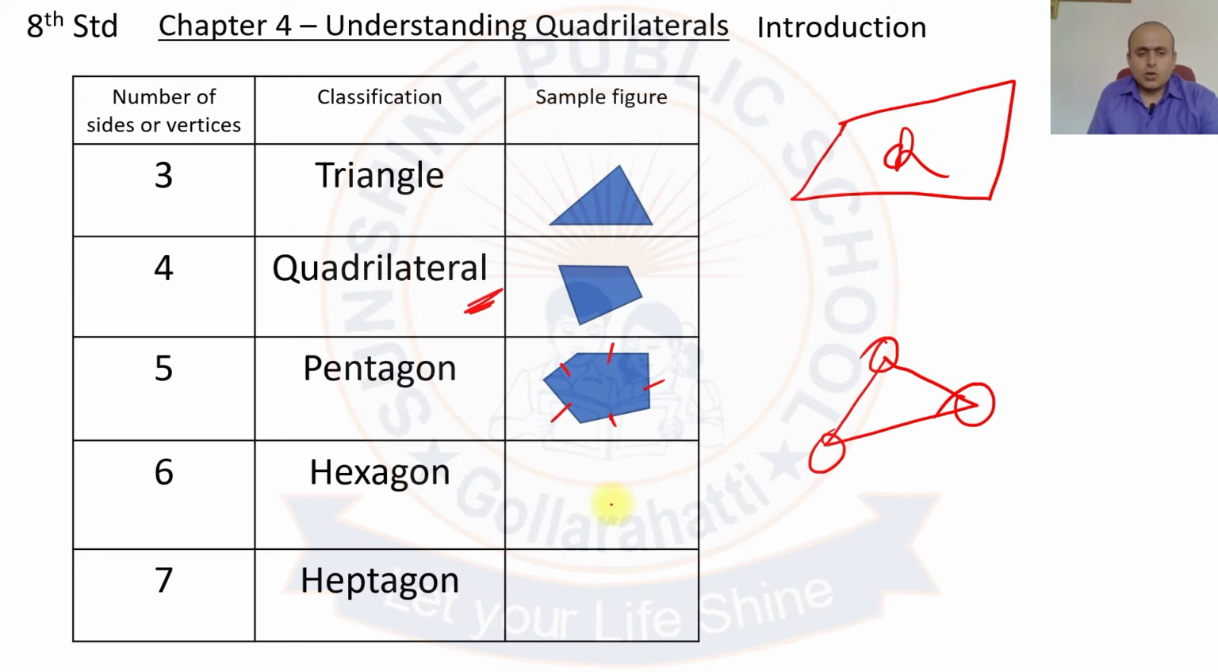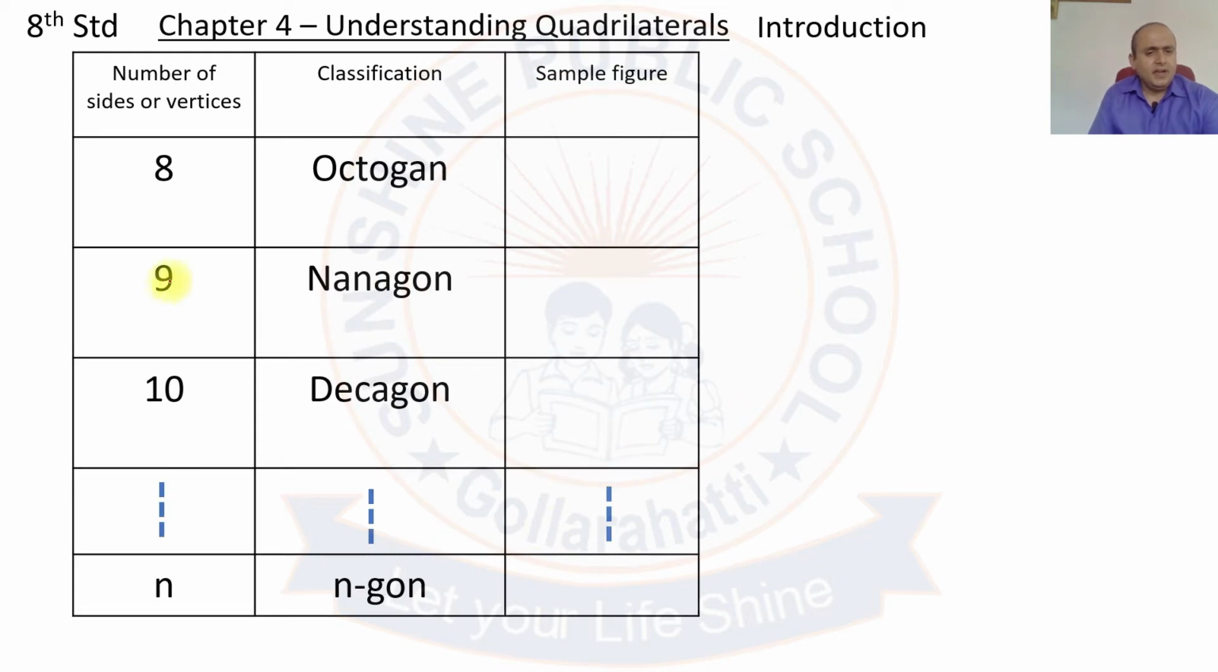And if the figure is closed with 6 line segments, we will call it a hexagon. If the figure is closed with a simple curve of 7 line segments, we call it a heptagon. A 7-sided closed figure we call a heptagon. In the same way, if the number of sides is 8 and the number of vertices is 8, we will call it an octagon. A polygon with 8 sides we call an octagon.